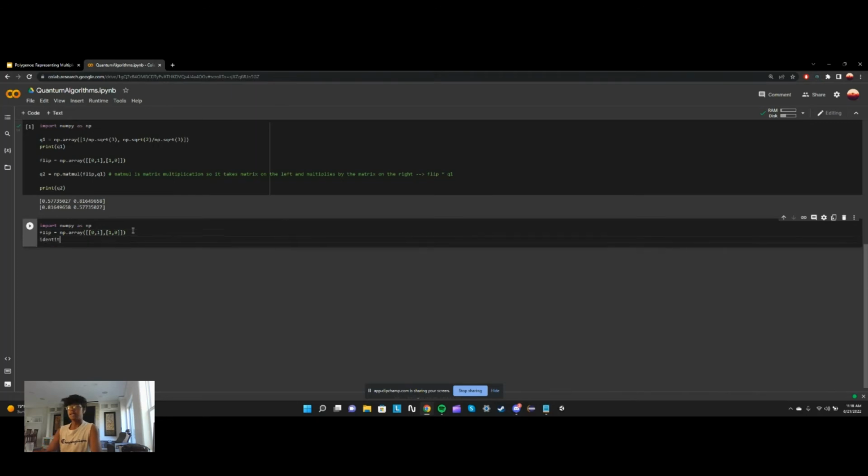And then our identity is, again, np.array, the same two-dimensional array. Here it would be our state of 1, which is 1, 0, and our state of 0, which is 0, 1.